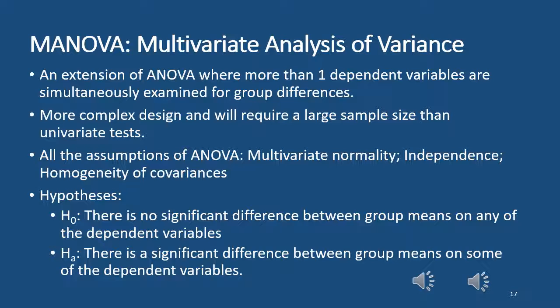This is a more complex design. It requires a larger sample size. It has all the assumptions of the ANOVA: multivariate normality, independence, and that the covariances are homogeneous. The null hypothesis is that there is no significant difference between group means on any of the dependent variables, and the alternative hypothesis is that there is a significant difference between group means on some of the dependent variables.